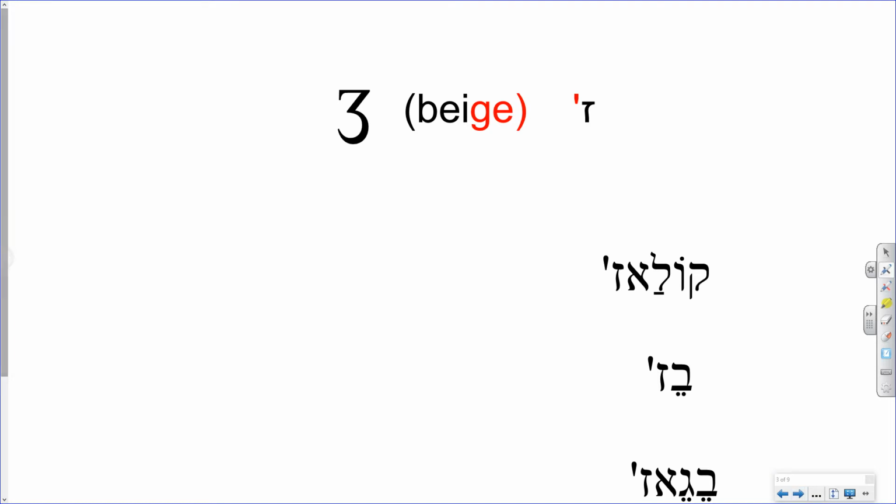The next example is the soft j sound. So that's like the j in beige or collage, and that is just a zayin with a chupchik.